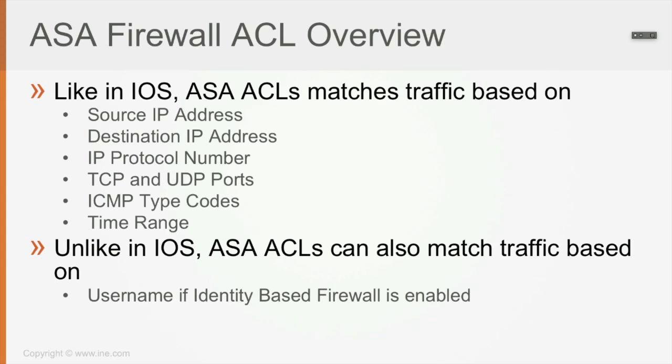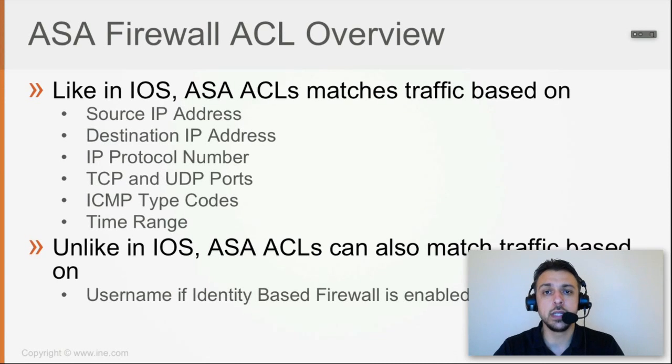Unlike IOS, the ASA can optionally configure ACLs based on the username of the user if a feature called identity-based firewall is enabled. What happens is you integrate your firewall with the Active Directory, and then by reading Active Directory logs the firewall is going to have an IP to username binding. So then you can configure ASA firewall rules based on usernames, which users of which groups are allowed to send what traffic through the firewall, instead of IP addresses.